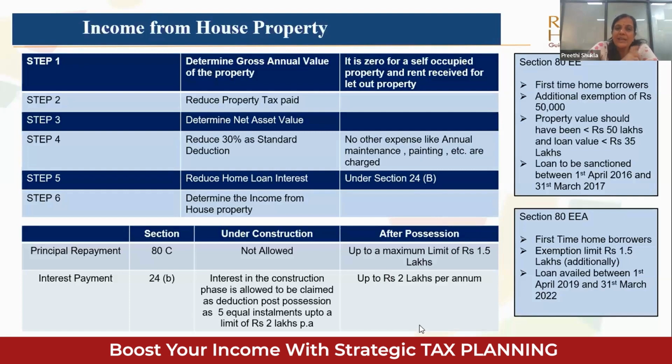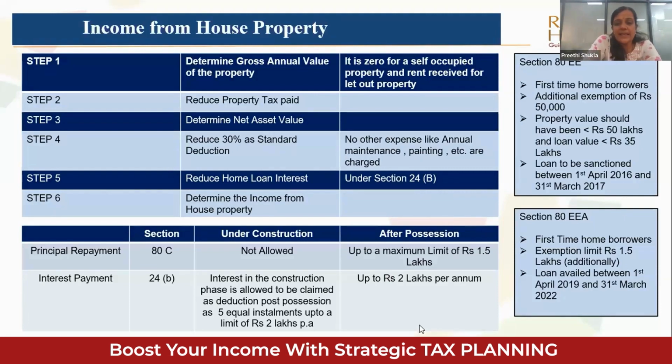When you reduce your interest part from your house property income, it will typically come as a negative figure. That can be set off against your gross taxable income. Please note that the gross annual value for a self-occupied property will be 0, and you can show up to 2 houses. And for a rented property, it's the rent that you receive as income. So these are the main things that you need to keep in mind for income from house property.